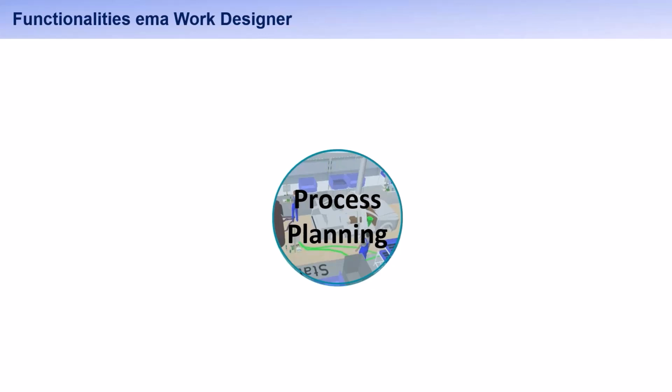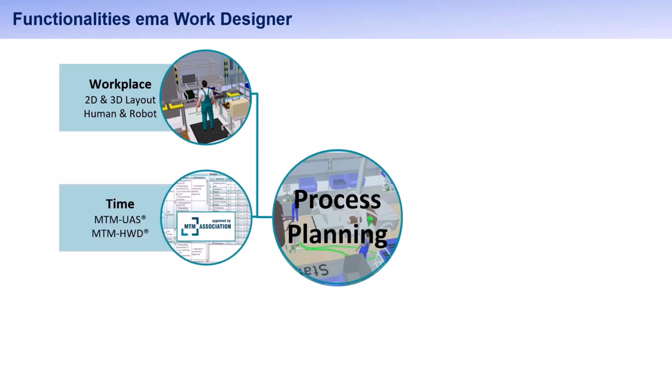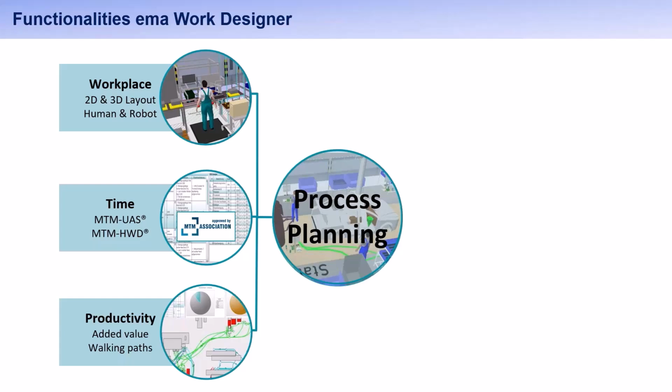To do all the work tasks, what in the past would be the conventional way with Excel, Word documents, simple IT tools, you can do now in 3D, the whole process planning. This means also you can do the workplace design 2D, 3D, human, robots. We have a time analysis tool that you can see validated, certified time analysis. How long does a work task need to be fulfilled by the worker with MTUS, MTV, MTM, HWD. And also productivity analysis like added value and working paths.